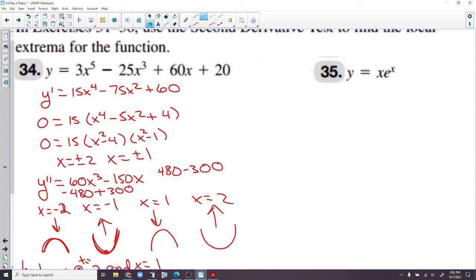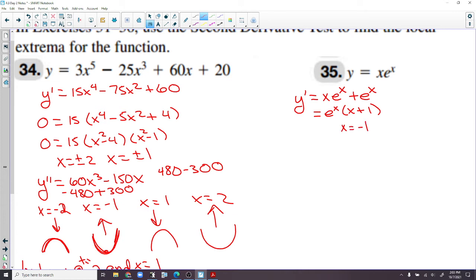All right, 35. Y prime is equal to first times the derivative of second plus second times the derivative of the first. We can factor out an e to the x. Now, the reason they have an e to the x is that not all functions can be 0. You can't make e to the x 0. So the only possibility is negative 1.